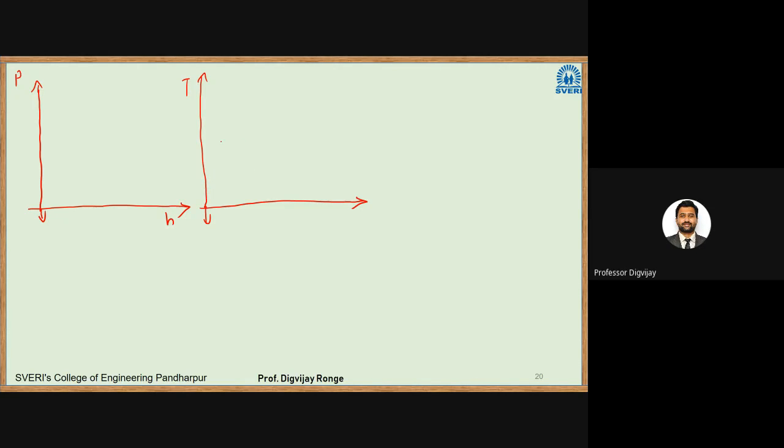So where I'm drawing the pH and TS diagrams, temperature versus enthalpy, first I will draw the pH chart. This is a little bit awkward.